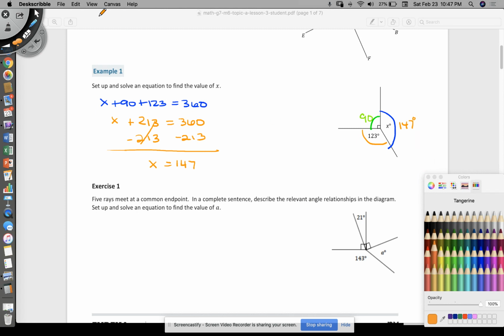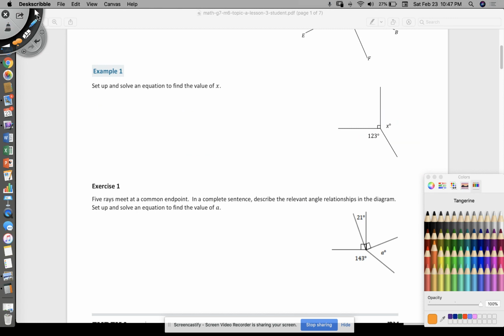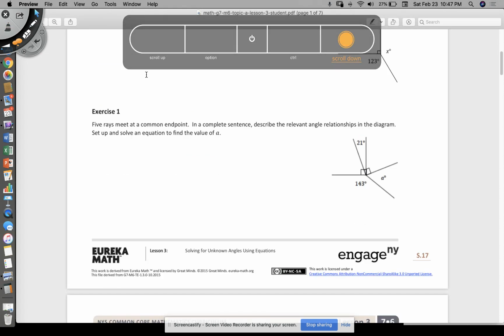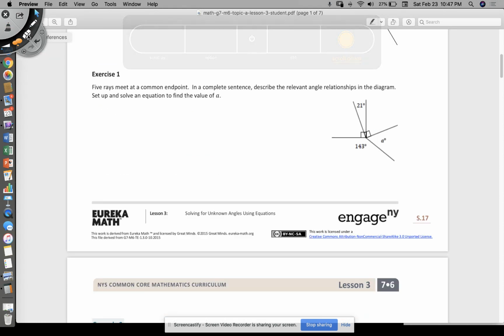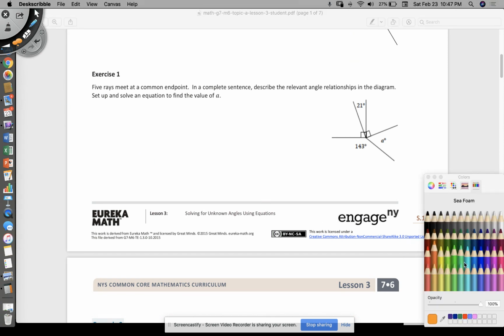All right, exercise 1. This one I'm going to set up for you, and then you're going to finish it. I have a couple of 90 degrees. This here is a 90 degree, and that includes this 21. Then I have another 90 degree, which goes this way, which also includes that same 21.